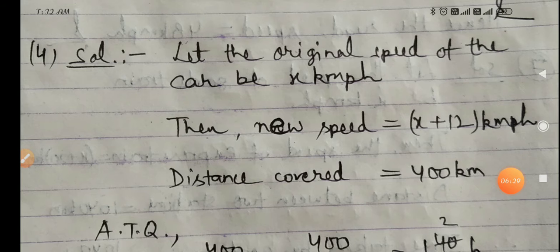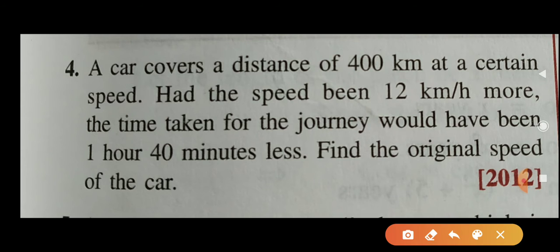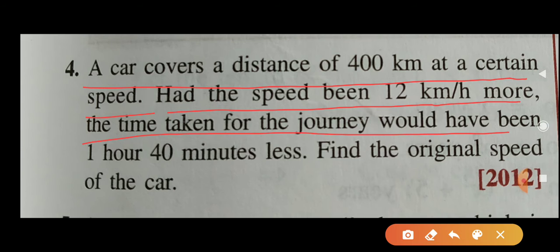You can see this question, fourth. A car covers a distance of 400 km at a certain speed. Had the speed been 12 kmph more, the time taken for the journey would have been 1 hour 40 minutes less. Find the original speed of the car. This question came in 2012.